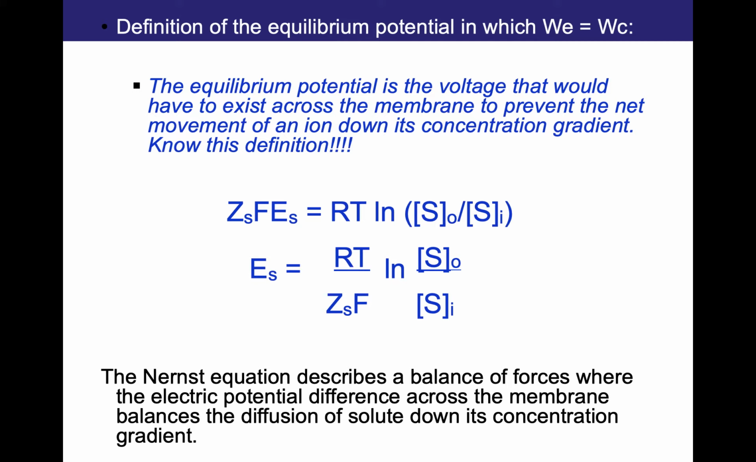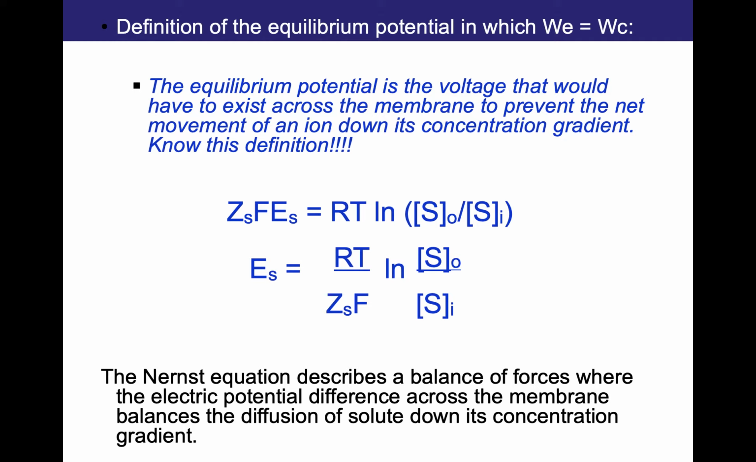We actually calculated it out at one point, and we said it would, in our one case, let's just make it up, 61 millivolts. So the inside of the cell would have to be pretty positive in order to prevent that net movement of sodium into the cell, okay? All right, so the equilibrium potential is that exact voltage. It's a calculated value. We didn't measure it, but we did calculate the exact voltage that would have to exist in order to prevent the net movement of sodium down its concentration gradient into the cell.